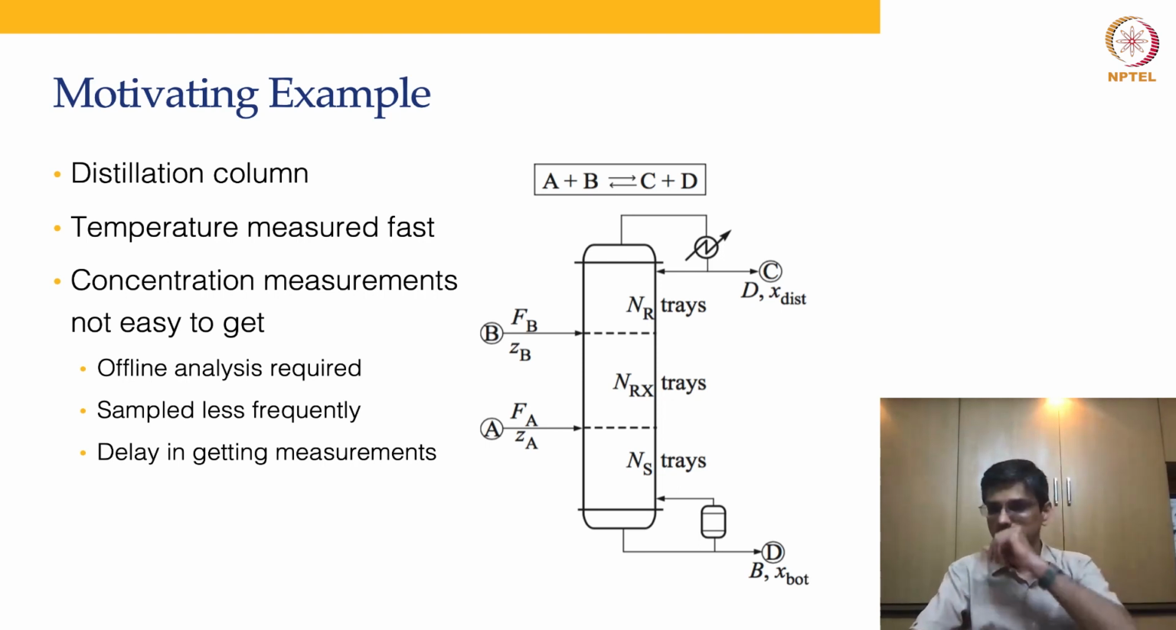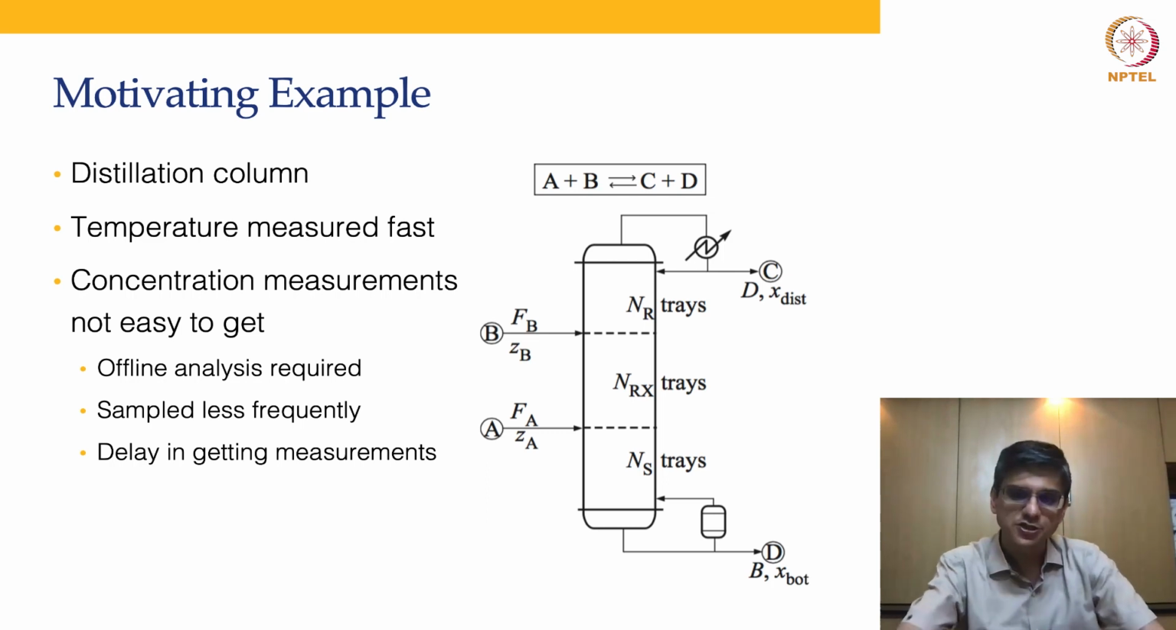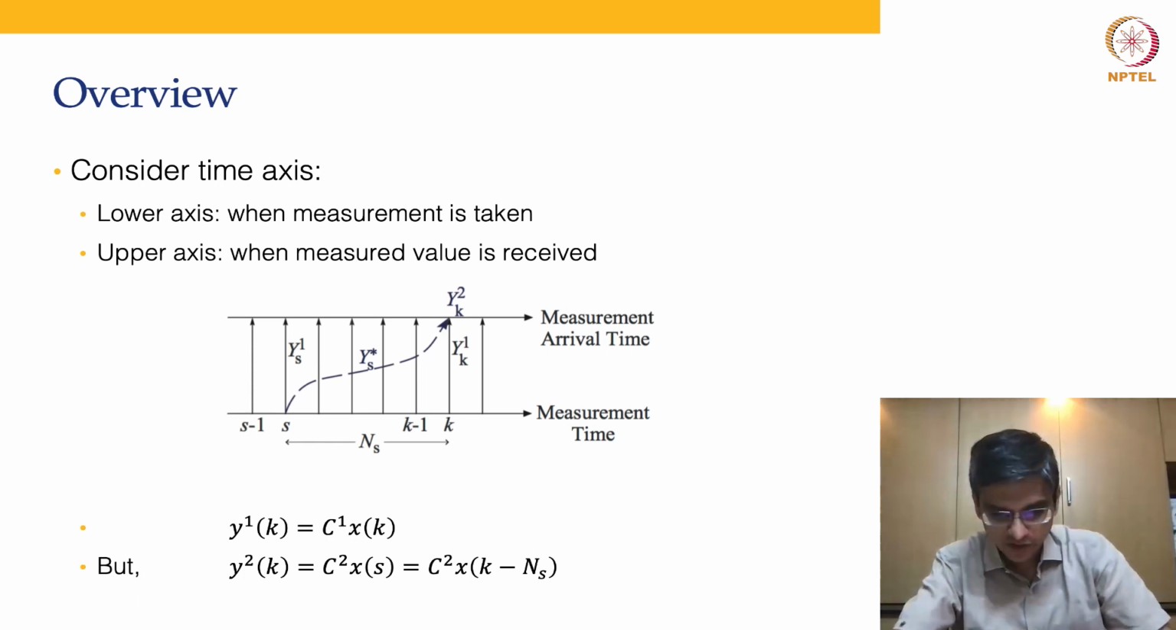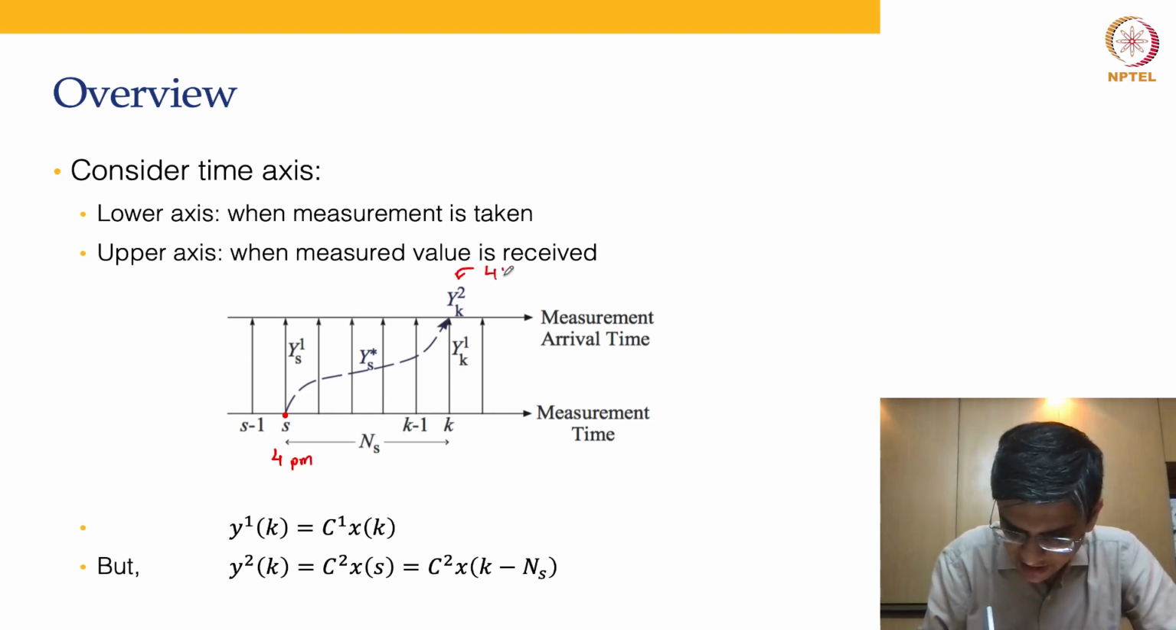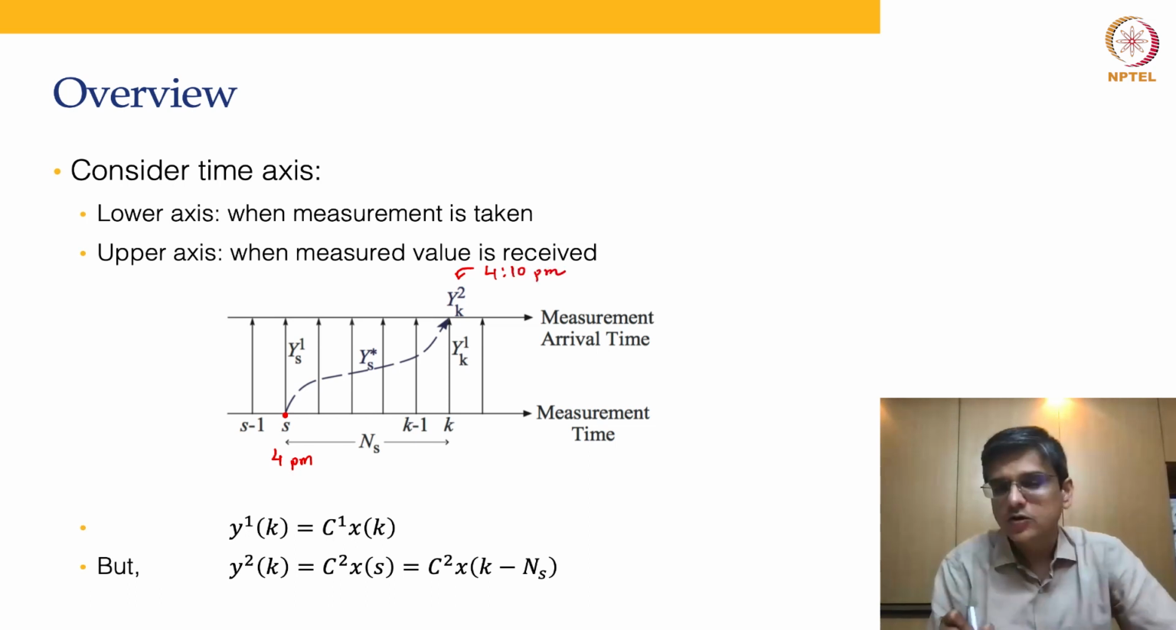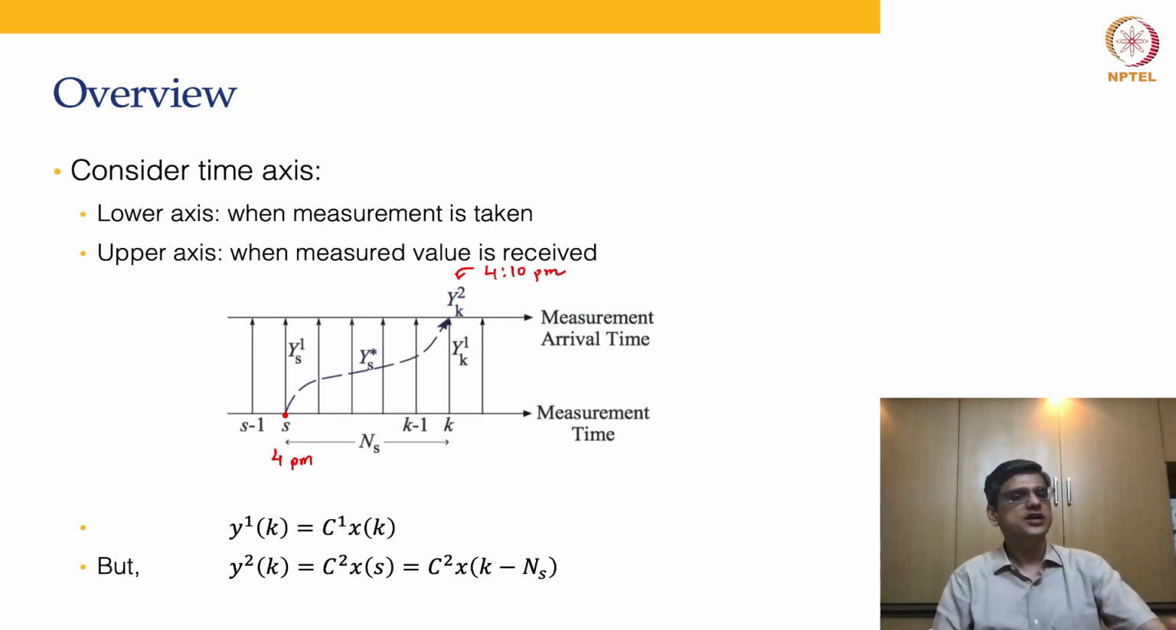Again, the trick is you can do this much more efficiently rather than going back and recomputing everything. You know that MPC is a computationally heavy algorithm, so you don't need to do that. You can do it quite judiciously using state augmentation. So this is 4 p.m., and the measurement has arrived at 4:10 p.m. Between 4 p.m. and 4:10 p.m. we might have had 10 or 20 temperature measurements, and with these we kept estimating our concentrations and kept moving on.